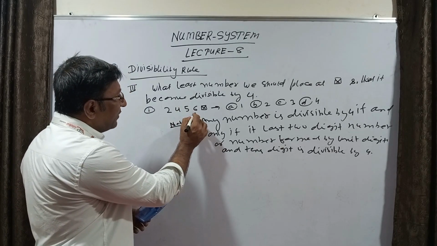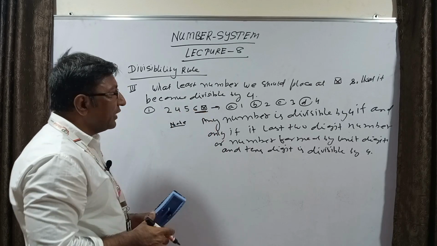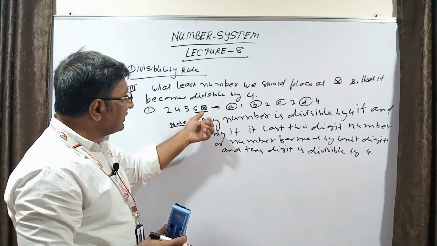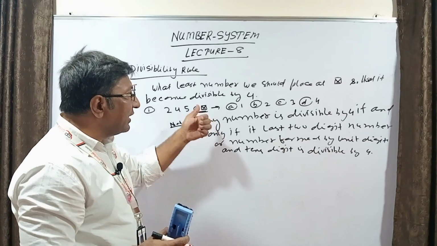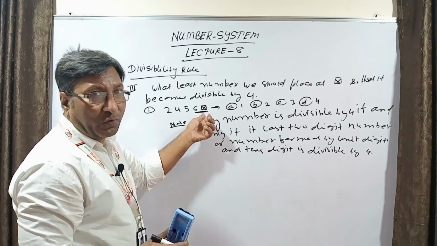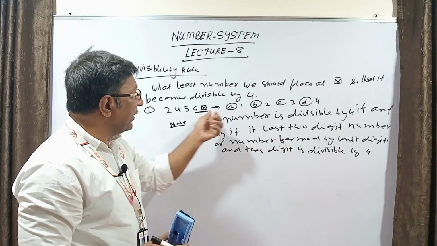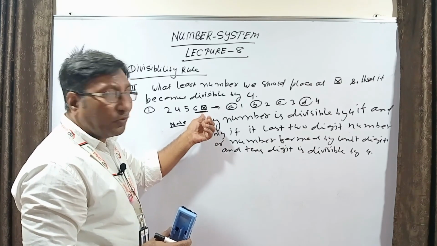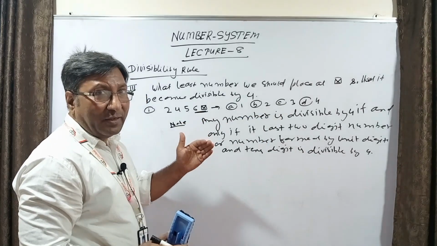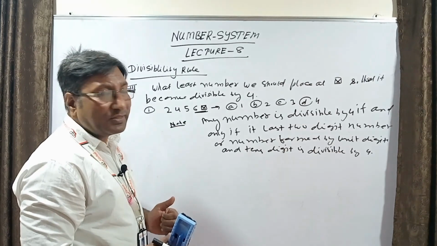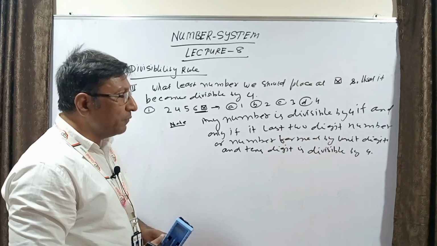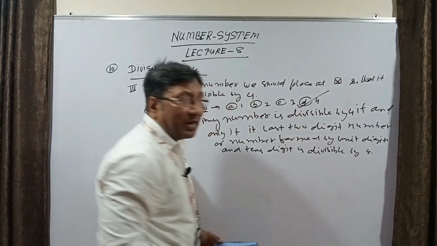So my focus is only on these two digits. The only focus is that these two digits should be divisible by 4. So what digit should we place here so that this number is divisible by 4? If we put 1, it is 61, not divisible by 4, so it is not our answer. If we put 2, it is 62, not divisible by 4. If we put 3, it is 63, not divisible by 4. In the same way, we put 4. This is 64, and 64 is divisible by 4, so this is my correct answer.